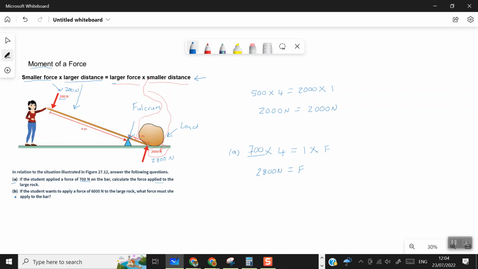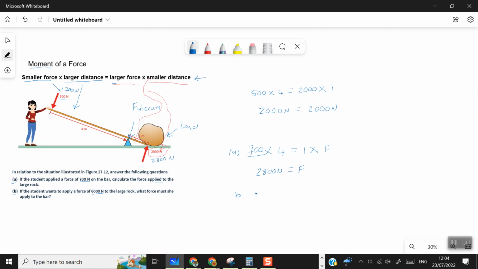And now what we want to look at is this question here, so part B. What it's asking is, if the student wants to apply a force of 6,000 newtons to the large rock, what force must she apply to the bar? So we're trying to find out this unknown, and down here we want to apply a force of 6,000 newtons.